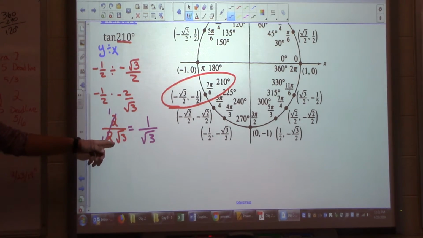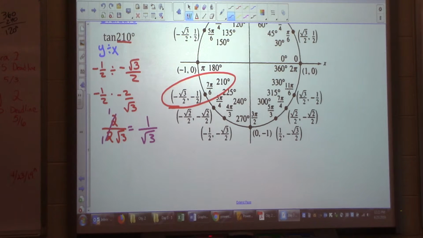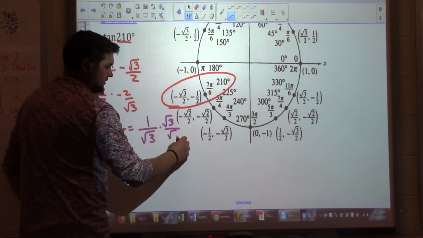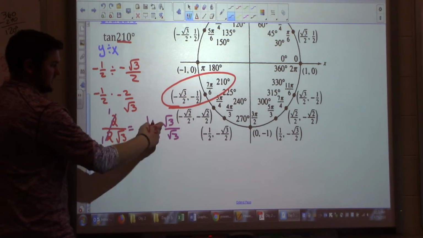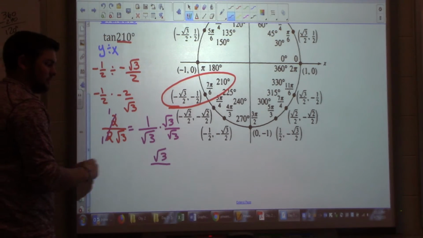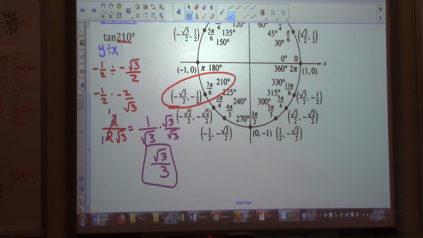That square root of 3 does not just magically float up to the numerator. It's still in our denominator. Okay, so we simplified. Now we need to rationalize. So we're going to multiply top and bottom by square root of 3. 1 times square root of 3 is just square root of 3. Square root of 3 times square root of 3 turns into 3. That's my final answer. Okay?